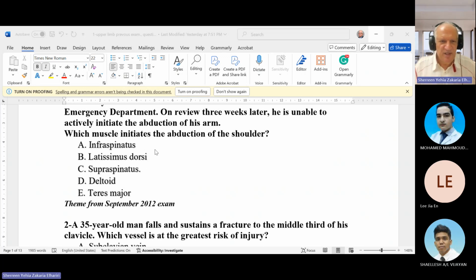Supraspinatus, Prof. Yes, the correct answer is supraspinatus, which initiates abduction, followed by deltoid, then rotator cuff. So deltoid makes it 90 degrees. After that, rotation by the rotator cuff.